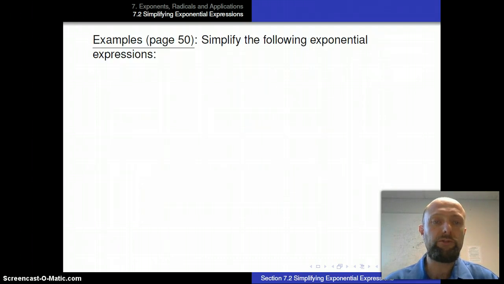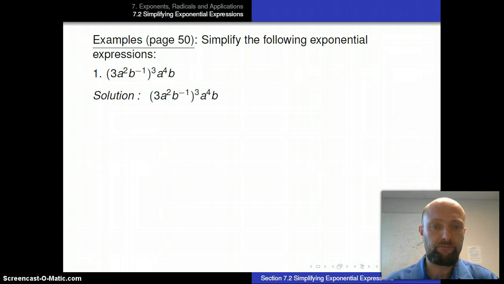Let's illustrate this with the examples on page 50. Simplify the following exponential expressions. Question 1. (3a^2 b^-1)^3 times a^4 b.